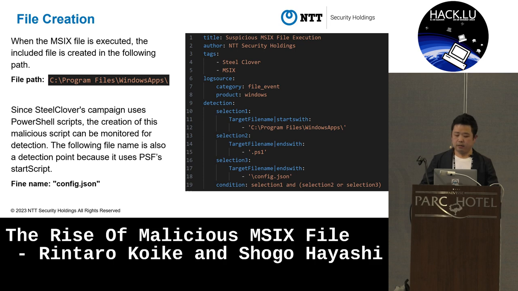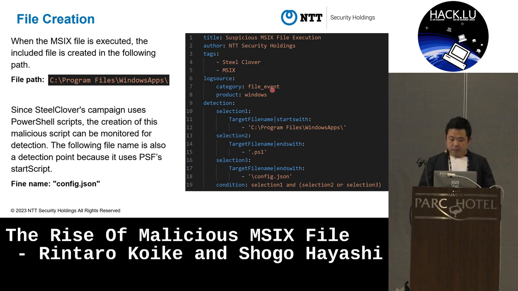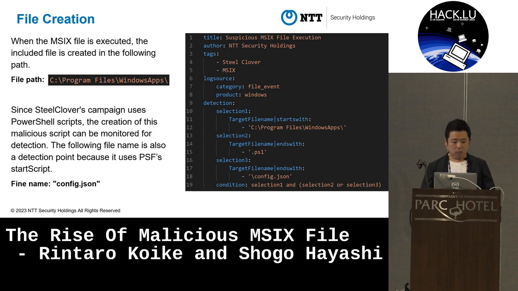The slide on the right is a rule written in Sigma, which is very popular these days. In the file creation, the process name is not specified, but the target file path is: C:\Program Files\WindowsApps, and the extension .ps1, which indicates the PowerShell script file to be created under the specified file path. Since both legitimate MSIX and malicious MSIX have the same process name, we do not specify anything in particular. Note that the accuracy can be further improved by adding the file name config.json to the target file.